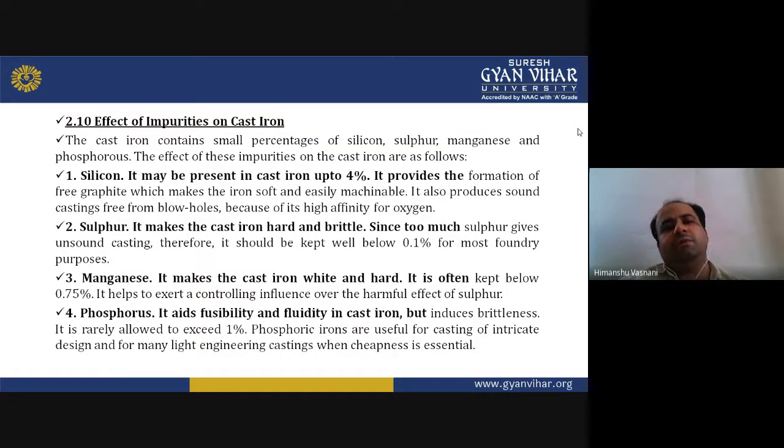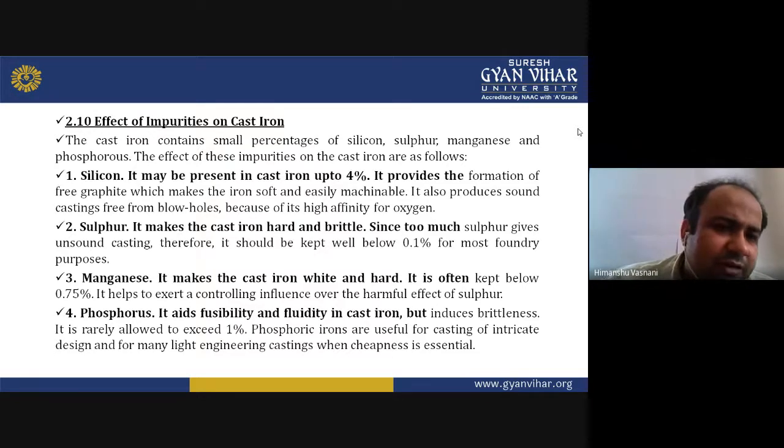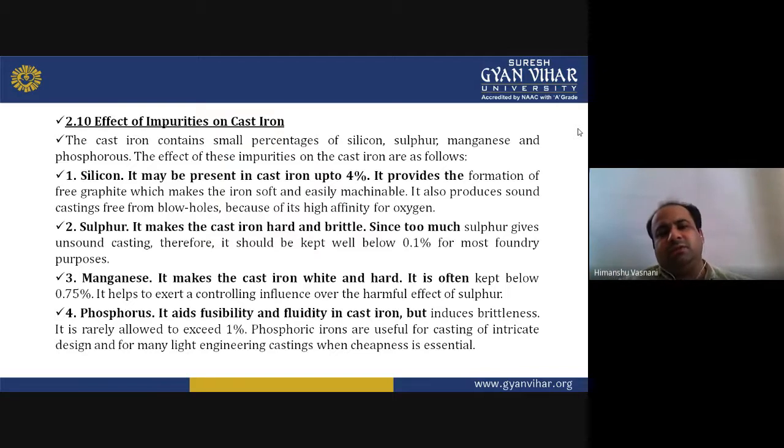So, the effect of impurities on cast iron. Cast iron usually contains small percentages of silicon, sulfur, manganese, and phosphorus. Okay, they have an effect on the cast iron. We will discuss the effects of these impurities individually.